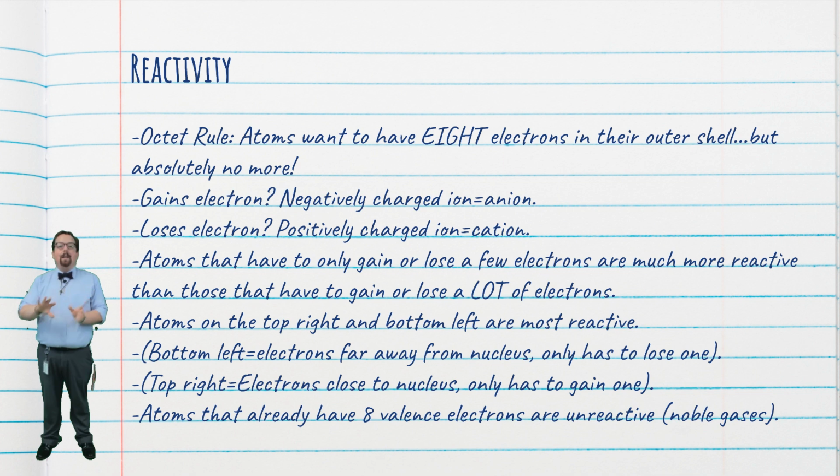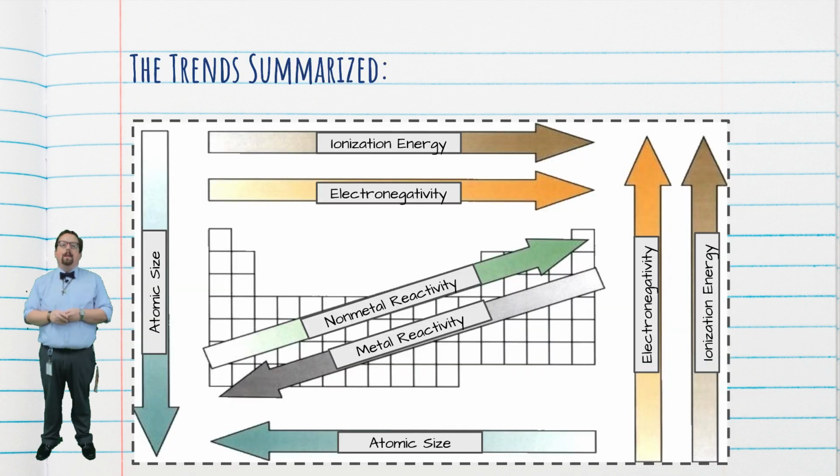Metals, which are to the left of the zigzag line of the metalloids in the periodic table, find it preferable to lose electrons and go backwards on the periodic table until they look like a noble gas. Larger atoms have an easier time losing electrons because those valence electrons aren't held on as tightly by the nucleus, because they're further away. Therefore, metals become more reactive as you move down and to the left on the periodic table. Here are all the trends summarized and how you should have them labeled in your notebook.